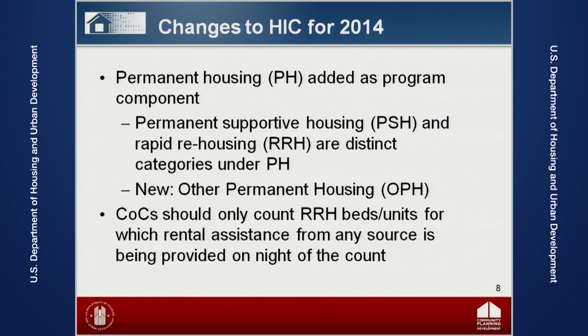For the HIC, other permanent housing projects include projects with beds or units dedicated to serve the homeless that do not otherwise meet the PSH and RRH project type descriptions included in the notice. And we'll discuss this in a moment. For purposes of the HIC, CoCs should only count RRH beds and units for which rental assistance from any source is being provided on the night of the count. This is a change from prior guidance when CoCs were asked to report all RRH beds and units regardless of whether rental assistance was being provided on the night of the count.